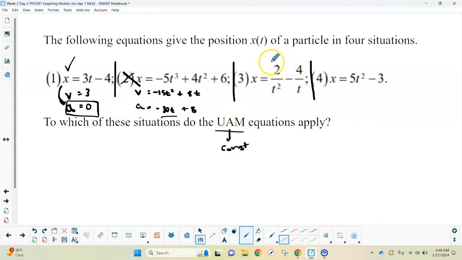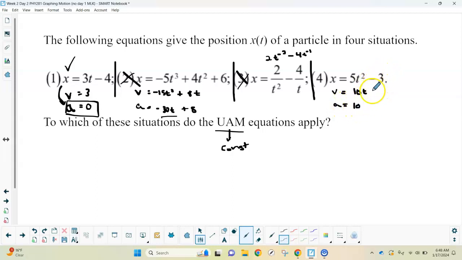This one looks a little weird, but you just have to rewrite it. So it would be 2 times t to the -2nd, and then minus 4t to the -1, and then it's just the power rule again. So this is not going to end up being constant either, because this is going to go to the -4th, and this would go to the -3rd. So again, the time is a variable in the acceleration, so that's not constant. If we do this one, though, it does work out. So velocity would be 10t, and then the acceleration would just be 10.